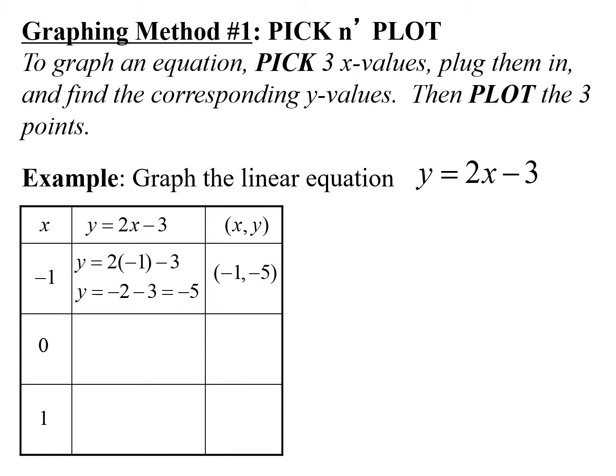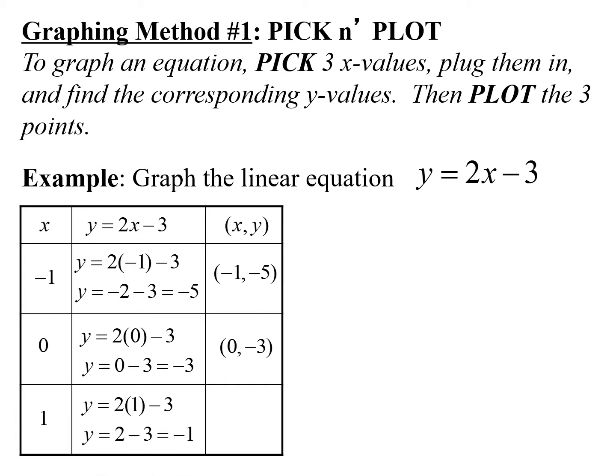Next, I'm going to plug in 0 for x. Y equals 2 times 0 minus 3. 2 times 0 is 0, so 0 minus 3 is -3. The x value is 0, the y value is -3. Last, I'm going to plug in +1 for x. Y equals 2 times 1 minus 3. 2 times 1 is 2, minus 3 is -1, so I get the point +1, -1.